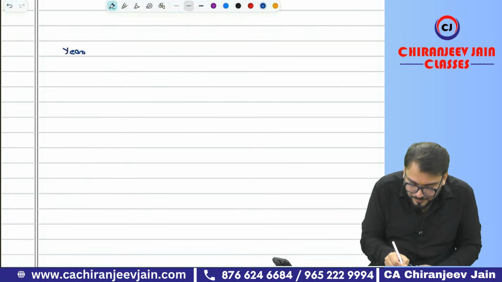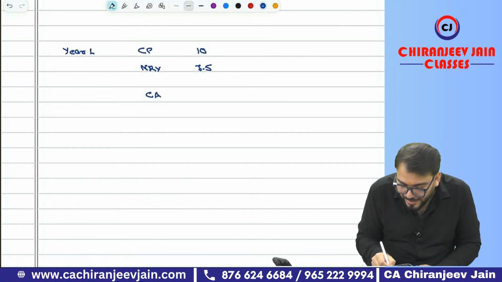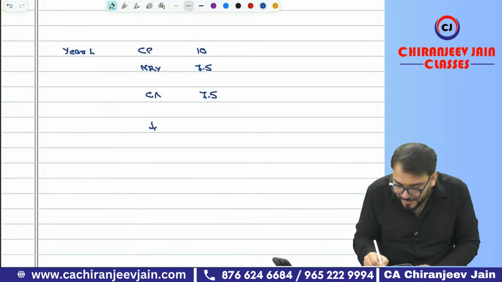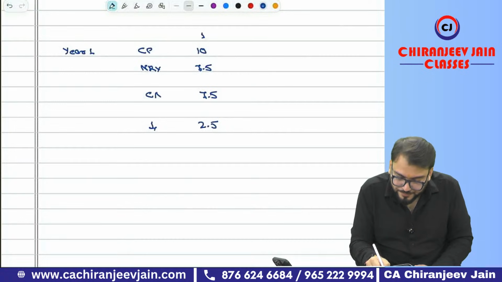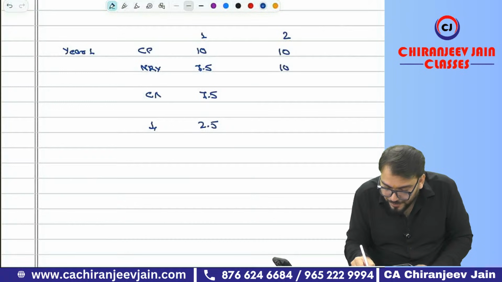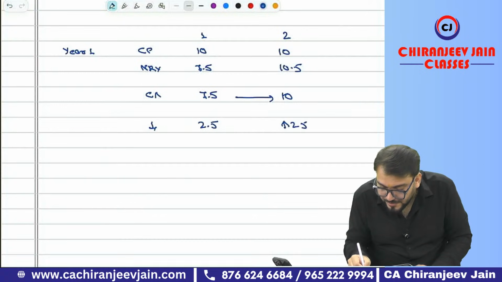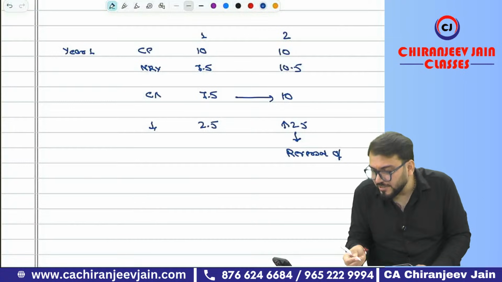Now, first year you have understood. Year 1, cost price was 10 lakh. NRV was 7.5 lakh. Therefore, carrying amount is 7.5 lakh, and write down is 2.5. This you understood for the first year. Second year, it is now 10.5, so carrying amount becomes 10. Now you can see the increase is how much? 2.5. This is the reversal of the previous write down. This is the only answer.